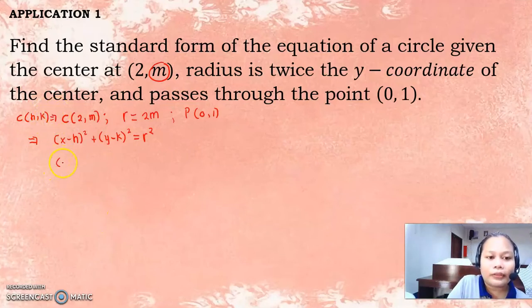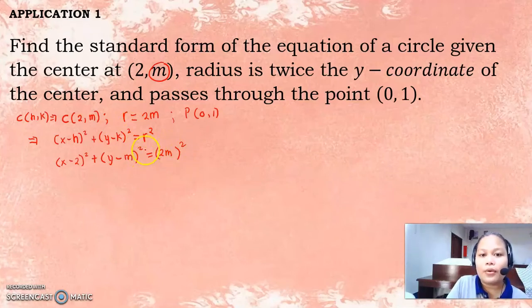So, center at (h, k). So, we are going to replace now. We have (x minus 2) squared plus the quantity (y minus m) squared is equal to, we have here (2m) squared.